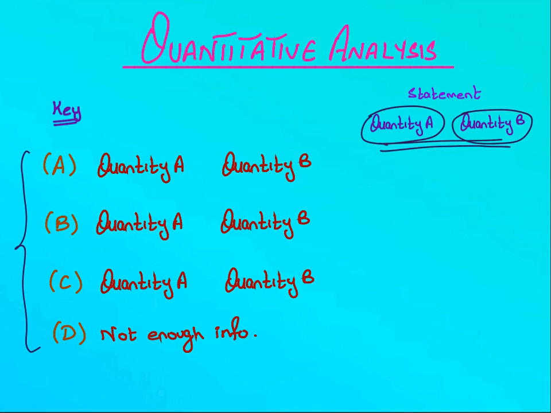If you see that quantity A is greater than quantity B, we say the answer is A. If you see that quantity B is greater, we say the answer is B. If they're equal, we say it's C. And if there's not enough information, it's D.